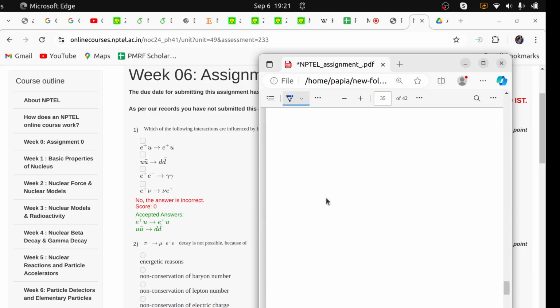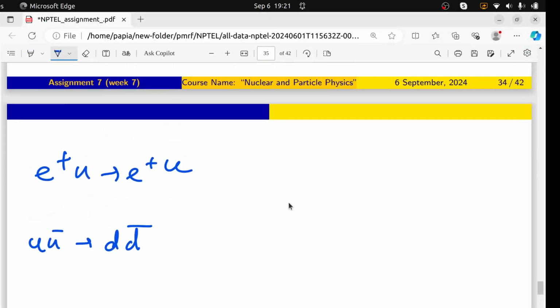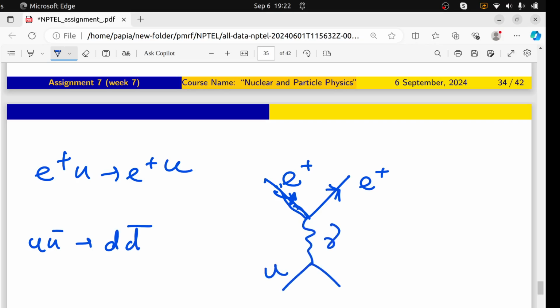The expression was e+ u going to e+ u, and then another one is u-bar going to d-bar. Okay. Obviously, you can see that e+ u means one e+ is coming, one e+ is again going, and then it is gamma, and it is u. That can be electromagnetic interaction, right?